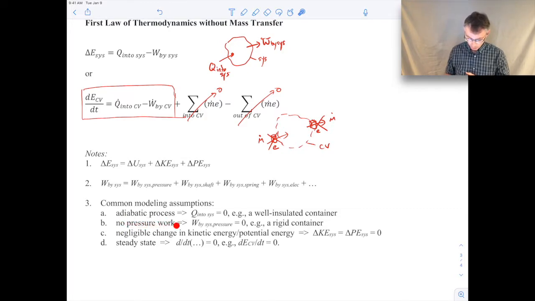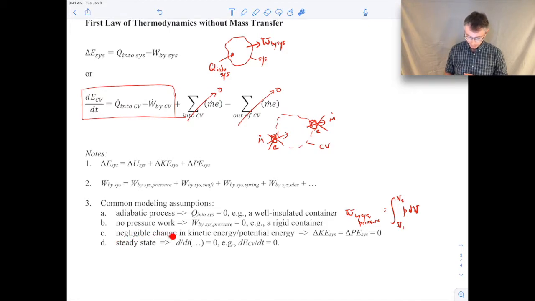Another one might be there's no pressure work, which means that the work done by pressure would be zero. An example of that might be if you're dealing with a rigid container. Remember that pressure work term, this is work done by the system due to pressure. Remember, the way that we calculate that is it's PdV work. Right? So it's integrating the pressure times a little bit of volume as we go from some initial volume to some final volume. If it's a rigid container, that means the volumes aren't changing. And so since the volume's not changing, then you have no pressure work. Okay? So that's what I mean by a rigid container. The volume doesn't change, so you don't have any pressure work.